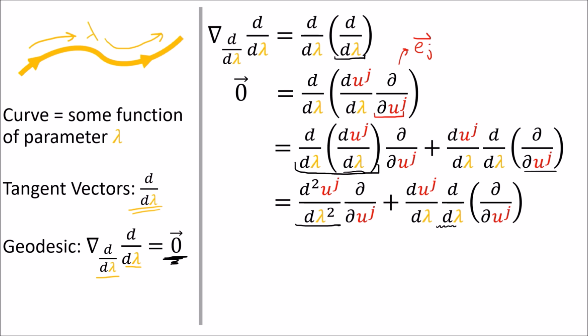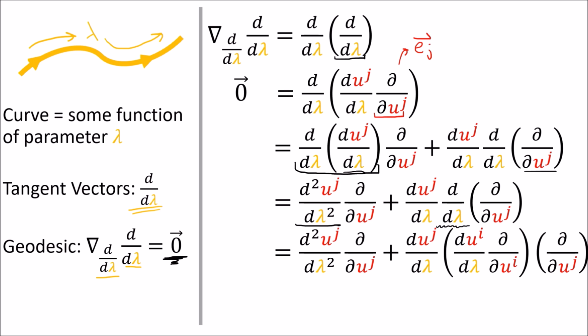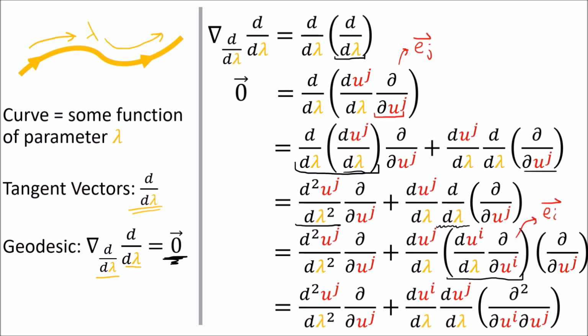And to figure out what this second term means, we can again replace this d by d lambda vector as a linear combination of these basis vectors using the multivariable chain rule. And remember, this is just like the e_i basis vector. So now here we have two derivatives, and now we can turn this into a second order derivative, which differentiates with respect to u^j and u^i.